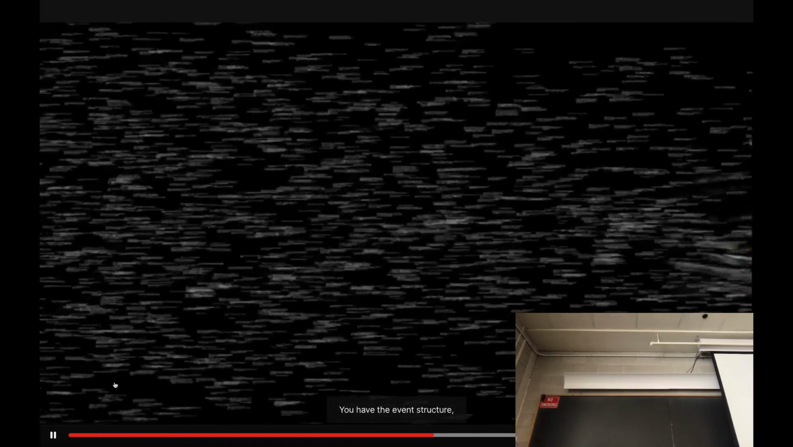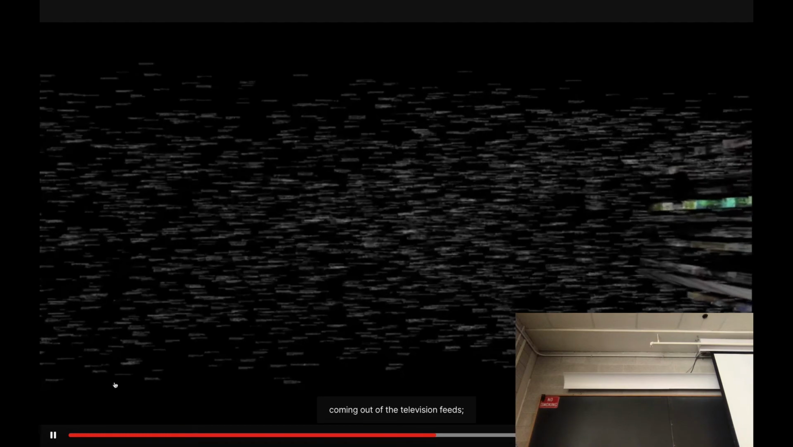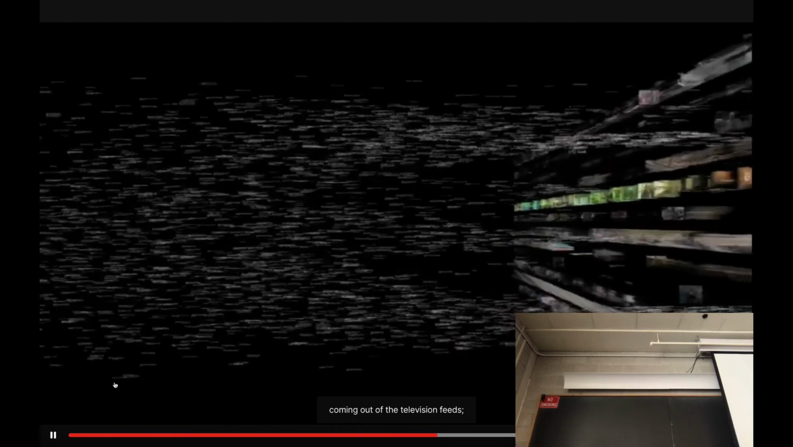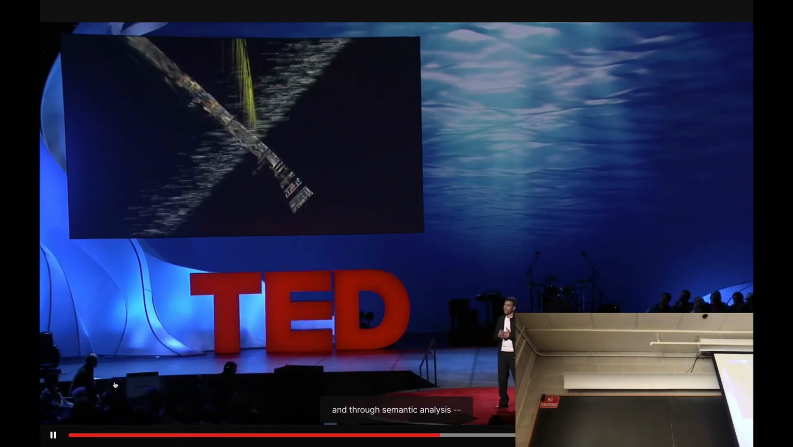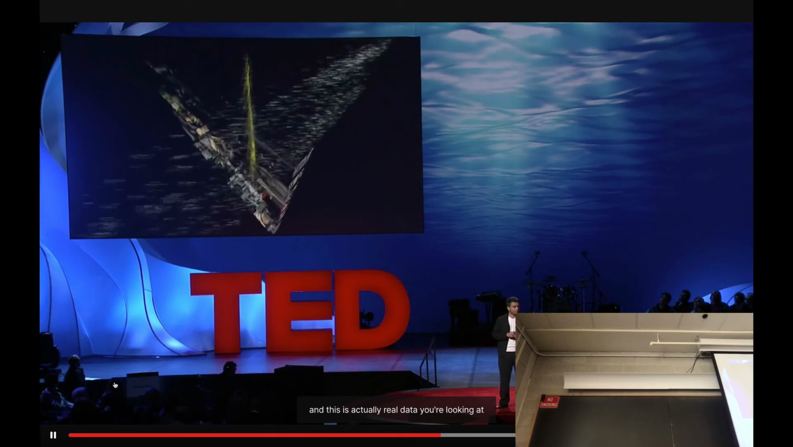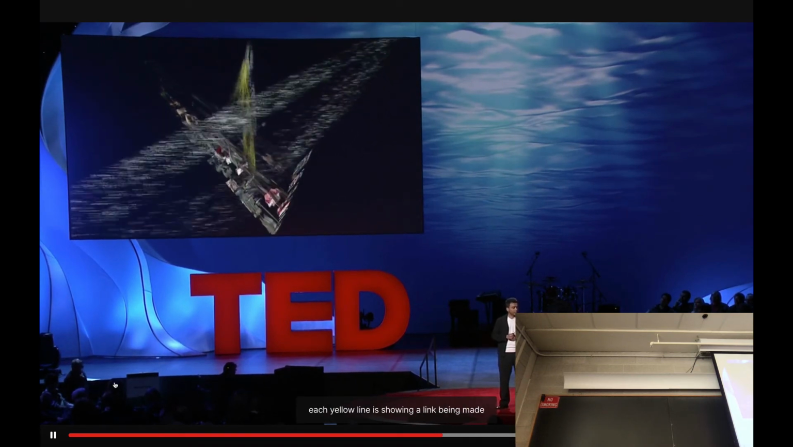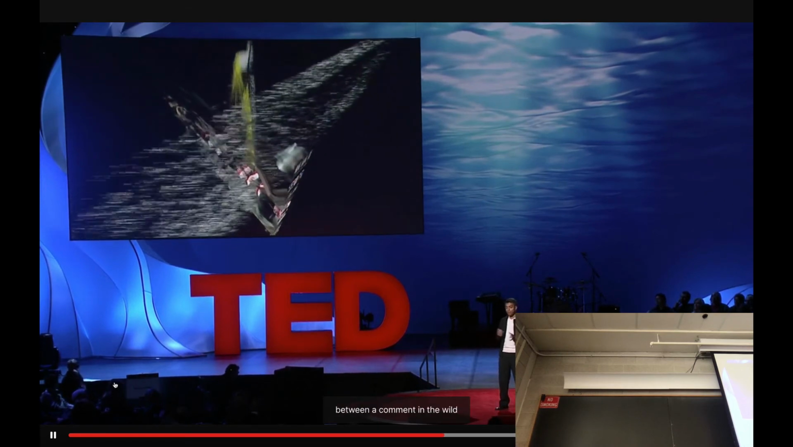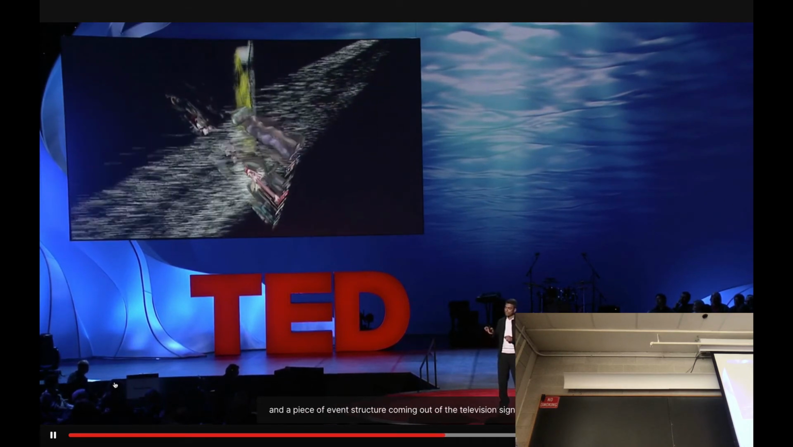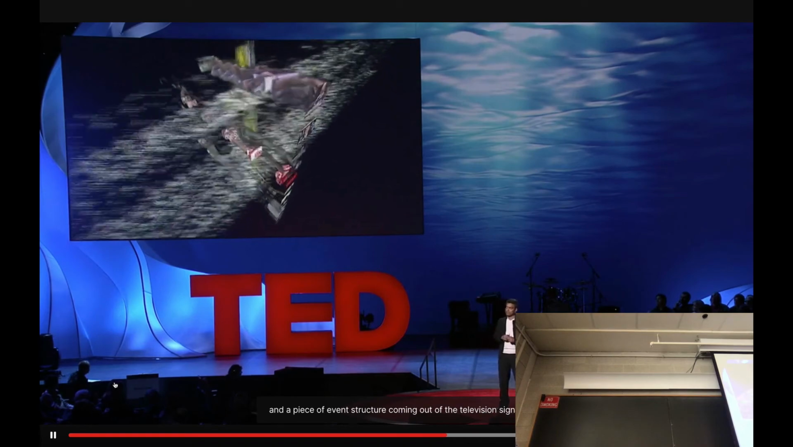So we're pulling in about 3 billion comments a month. And then the magic happens. You have the event structure, the common ground that the words are about, coming out of the television feeds. You've got the conversations that are about those topics. And through semantic analysis, and this is actually real data you're looking at from our processing, each yellow line is showing a link being made between a comment in the wild and a piece of event structure coming out of the television signal.